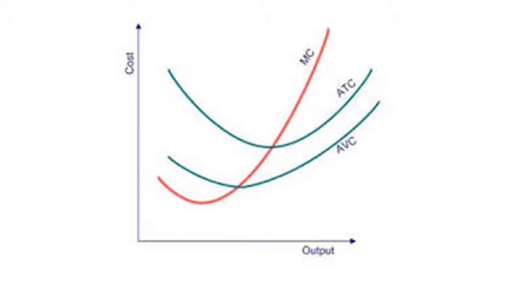Note also that the distance between the ATC, or average total cost curve, and the AVC, or average variable cost curve, tends to get smaller at higher levels of production. This also makes sense when you consider that average fixed cost gets smaller as you divide the fixed cost by an ever larger number of units produced. The distance between the ATC curve and the AVC curve is in fact the AFC.